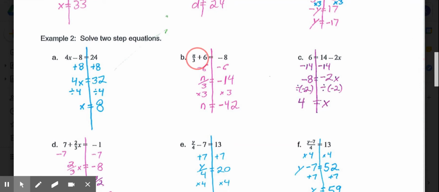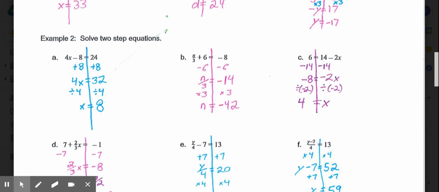In B, again, don't let the fraction throw you off because that just means division. So what we have is n divided by 3 plus 6 equals a negative 8. On the side with the variable, I have addition and division. I need to undo the addition first, so I'd subtract 6 from each side. Then n divided by 3 equals a negative 14, from the negative 8 minus 6 more. And then to undo dividing by 3, I would multiply each side by 3. So then 1n would equal a negative 42.